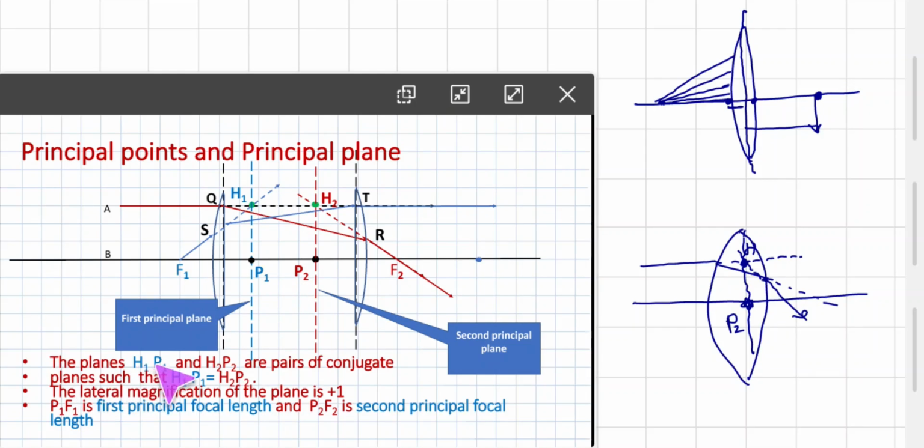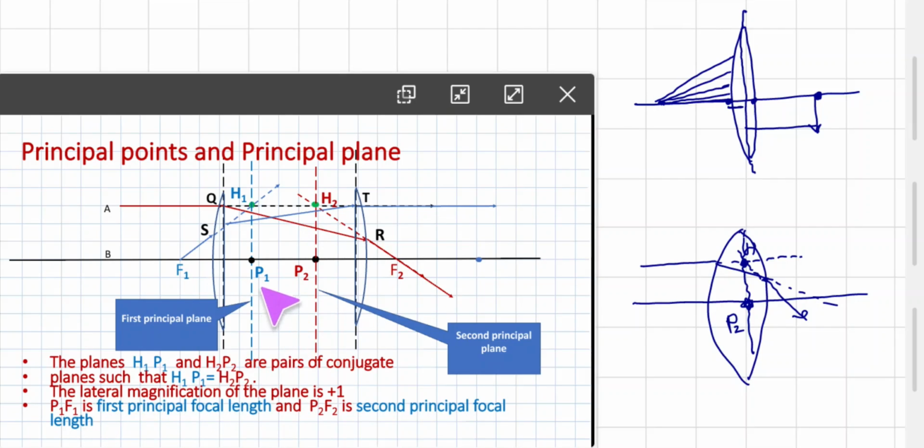The planes H1 P1 and H2 P2 are pairs of conjugate planes such that, remember that, the distance H1 P1 is exactly equal to H2 P2. That is, the lateral magnification of the plane is 1. So whatever angle is traversed by this, the same angle will be traversed by this also. And P1 F1 is the first principal focal length.